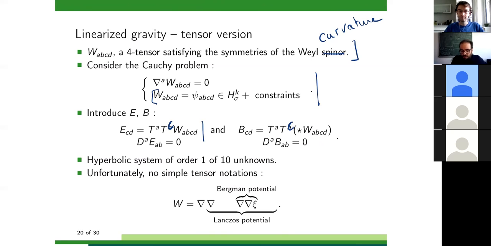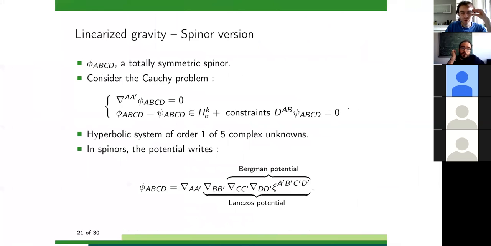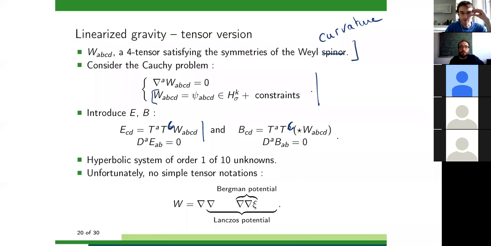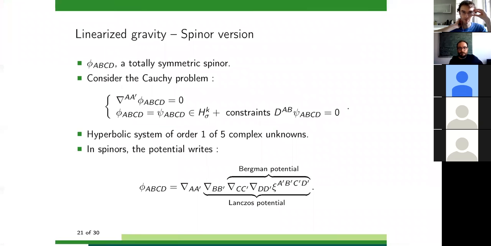As a PDE system, this is a hyperbolic system of order one with 10 unknowns, so you can define a concept of Hertz potential for that. Unfortunately, if you want to write it in tensors, the formula is really, really ugly. So I'm not writing it, but I'm looking for a Hertz potential which is a derivative of order four of Xi, in terms of spinors. The Hertz potential needs to satisfy the wave equation. But the form of the operator, the way you produce W from Xi, has to be such that the divergence of W is zero.